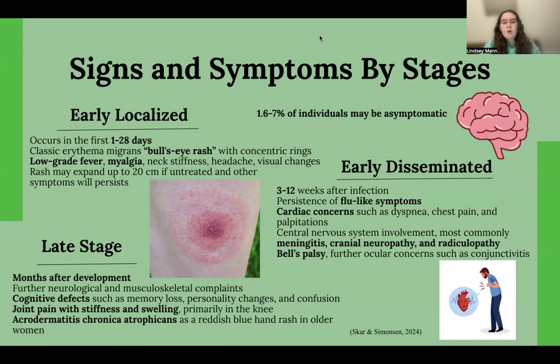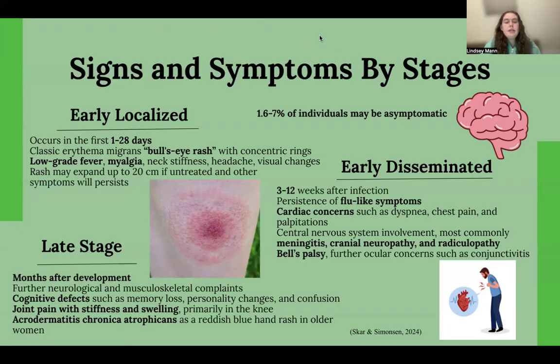And then 3 to 12 weeks after infection is the early disseminated stage. You see persistence of these flu-like symptoms, as well as cardiac concerns like dyspnea, chest pain, and palpitations, as well as CNS involvement. There's a common triad of meningitis, cranial neuropathy, and radiculopathy that people may experience, as well as Bell's palsy and other ocular concerns like conjunctivitis.